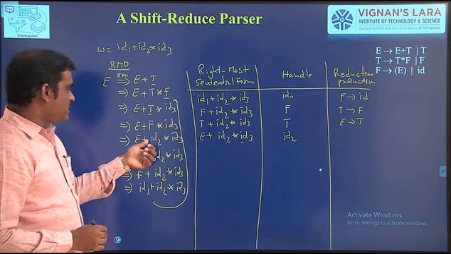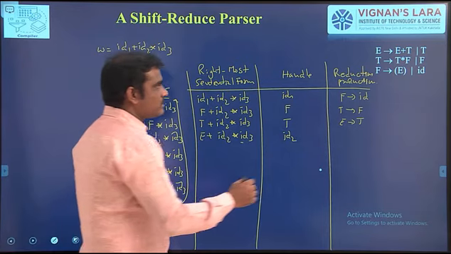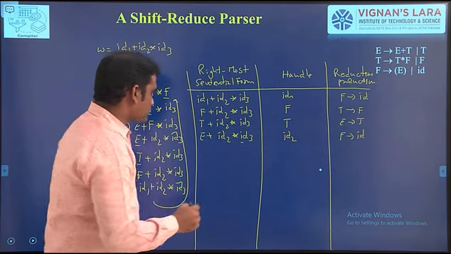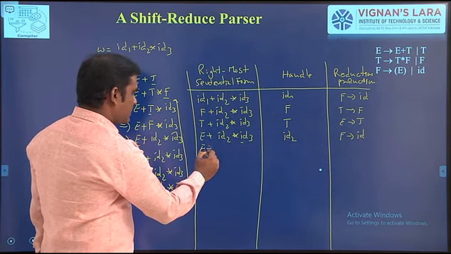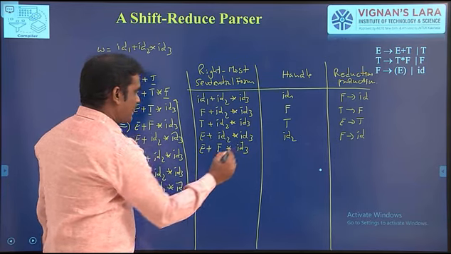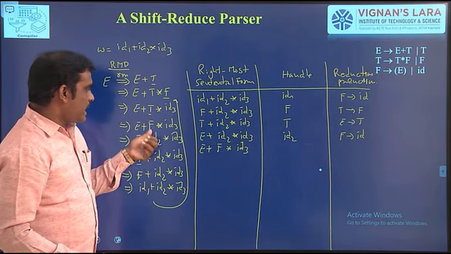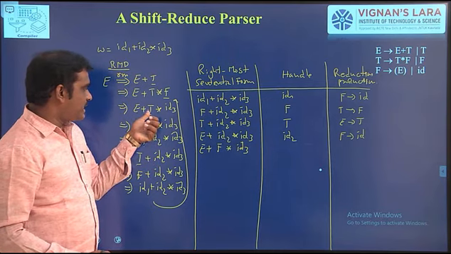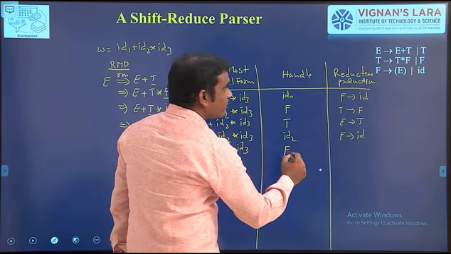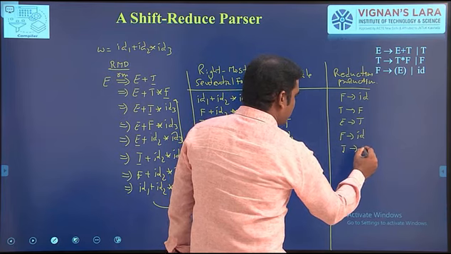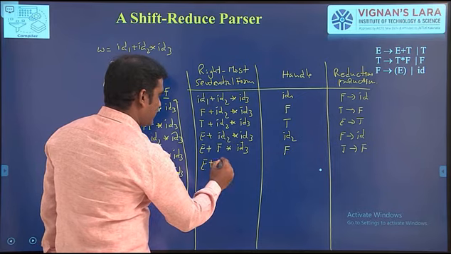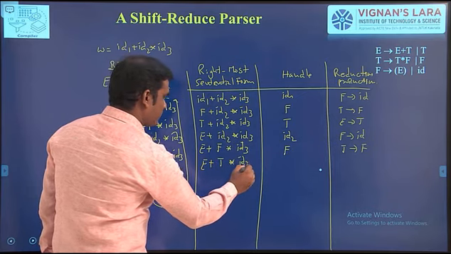Here we are using the production F to ID. So E plus ID is replaced with F star ID3. What is the next step? The next step is T is replaced with F. So here the handle is F. We are using the production T to F. So write E plus T star ID3.